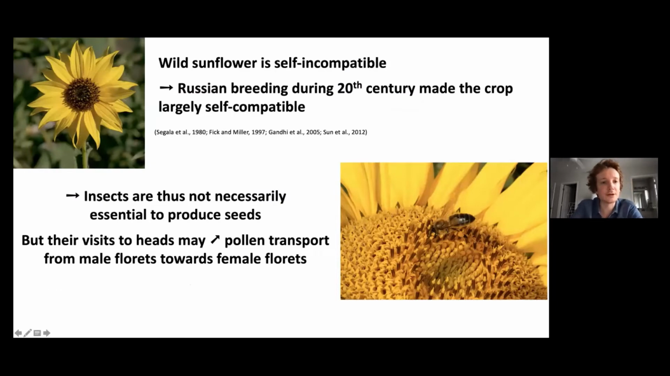So first, we know that wild sunflower is self-incompatible, so the pollen from a plant cannot fertilize the ovules on the same plant. But we know that Russian breeding during the 20th century made the crop largely self-compatible. So insects are not necessarily essential to produce seeds, but their visits to heads may increase the pollen transport from male florets towards female florets.